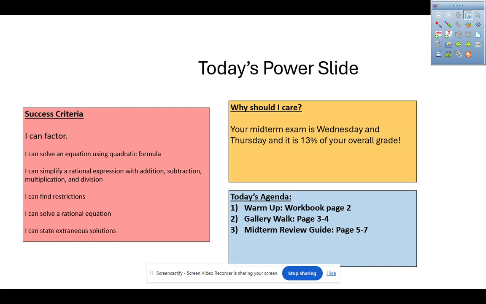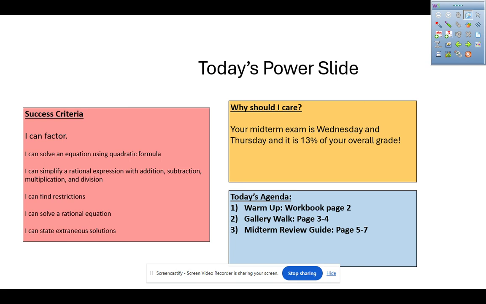Here's the things that you need to be able to do on your final. Can you factor? Specifically perfect cubes, because that's the one I think we struggle with the most. So can I factor a difference of perfect cubes? Can I factor a sum of perfect cubes? Can I solve an equation using the quadratic formula? I'm talking a basic equation using the quadratic formula. X squared plus 6x plus 5 equals 0. Can use the quadratic formula.